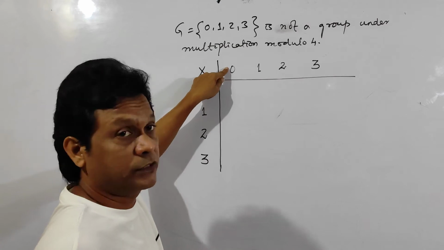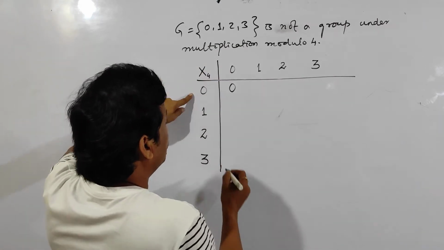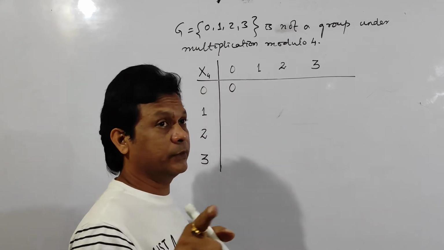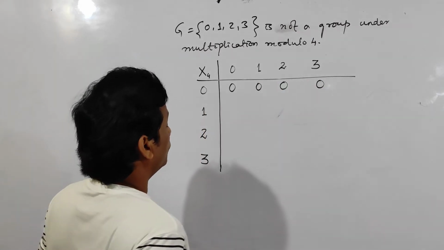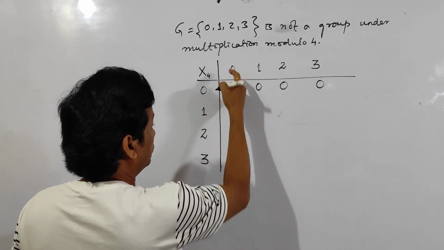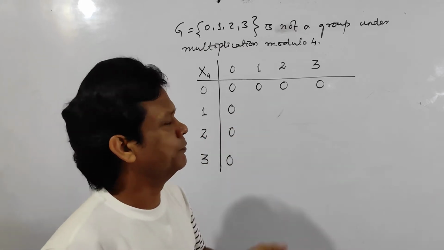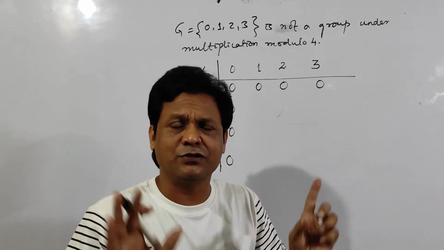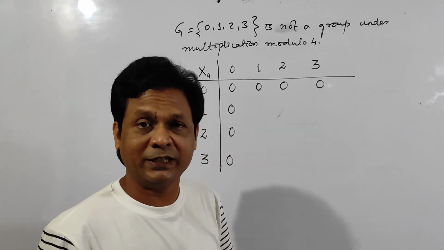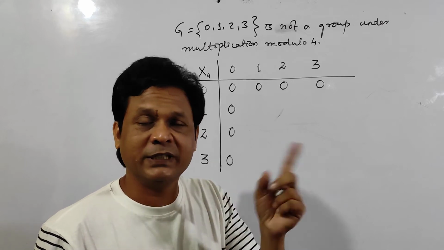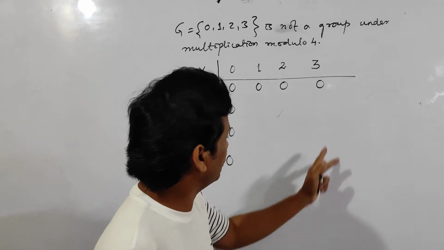So 0 into 0 is 0. When 0 is divided by 4, the remainder is 0. 0 into 1 is 0. So when 0 is divided by 4, the remainder is 0. So in all the cases it will be 0. Over. This part is also 0. 1 into 0 is 0. This one is 0. From this it is clear that it is not a group because 0 appears 4 times. But according to Latin square, elements cannot be repeated in any row or any column. Is that clear to you? So it is not necessary to complete the table.